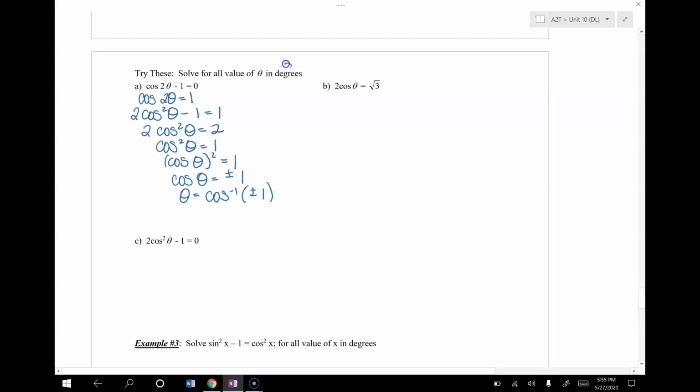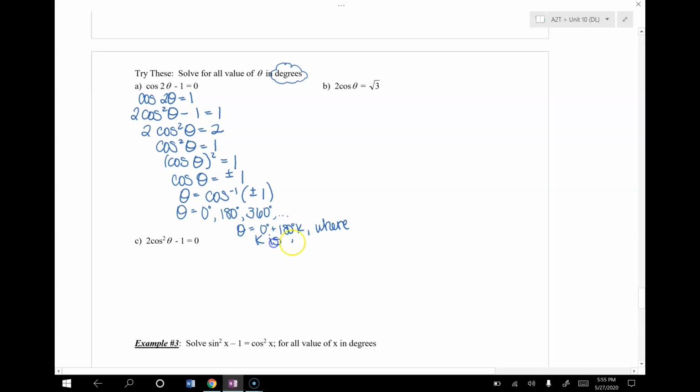Okay, now be careful. It said degrees. So theta occurs at positive 1 is at 0 degrees. Negative 1 is 180 degrees. Positive 1 is at 360 degrees. Do you see the pattern? They are separated by 180 degrees. So I'm going to say that theta is 0 degrees plus 180 degrees k, where k is any integer.